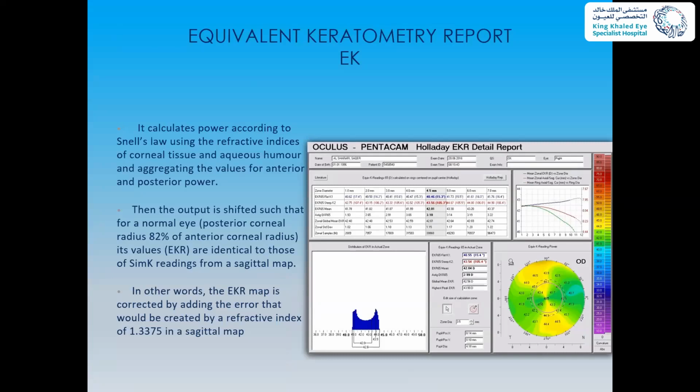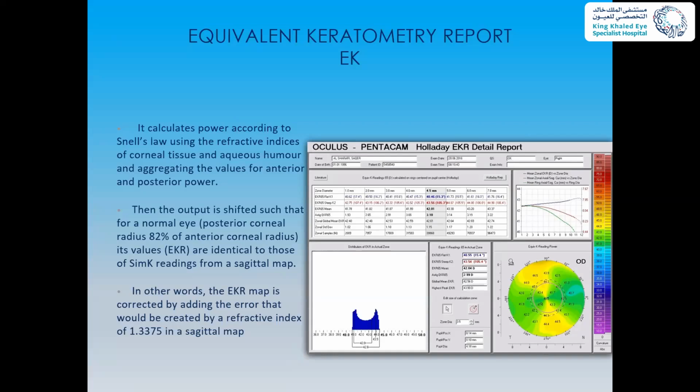You go on the tab to the Holladay report, and it generates these equivalent K readings at 1 millimeter, 2 millimeter, 3 millimeter, 4 millimeter, 5 millimeter. What it does is calculate the true net power of the cornea, and then it uses the same assumption that the refractive index of the cornea is 1.3375, which technically means that the posterior cornea is 82% more curved compared to the anterior cornea. It's a bit confusing.